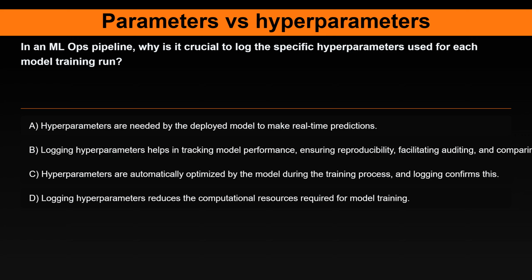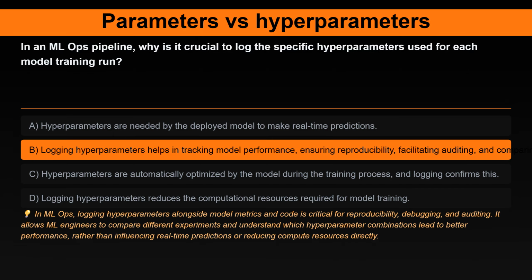Question 27. In an MLOps pipeline, why is it crucial to log the specific hyperparameters used for each model training run? Option A. Hyperparameters are needed by the deployed model to make real-time predictions. Option B. Logging hyperparameters helps in tracking model performance, ensuring reproducibility, facilitating auditing, and comparing different experiments. Option C. Hyperparameters are automatically optimized by the model during the training process, and logging confirms this. Option D. Logging hyperparameters reduces the computational resources required for model training.